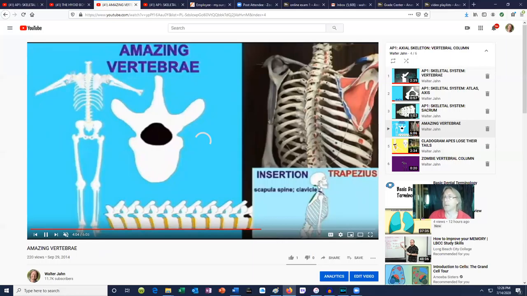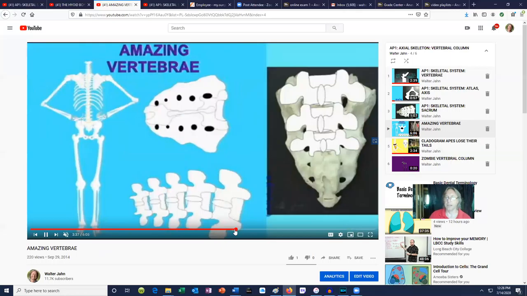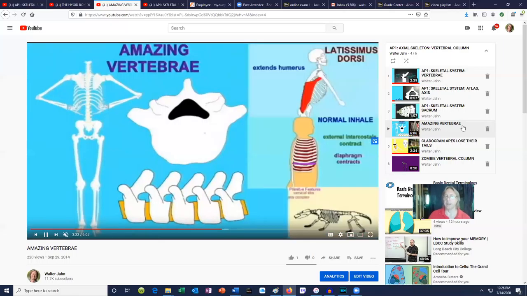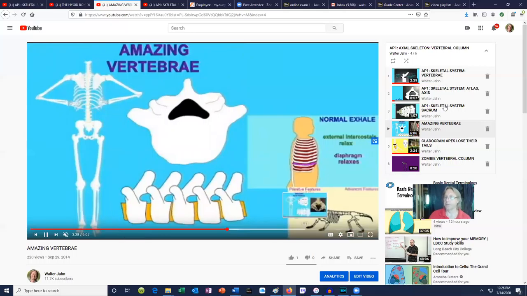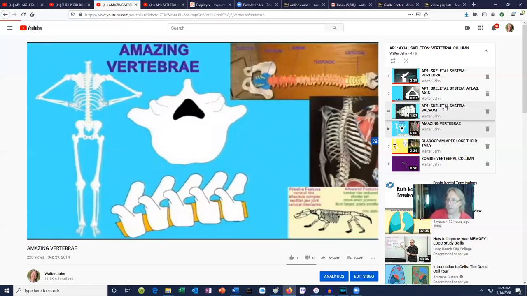The vertebrae of the lower back are the lumbar vertebrae. They are thicker and more solid because they're bearing more of the body's weight. The cervical vertebrae are only holding up the head, but the lumbar vertebrae are holding up a greater portion of the body.